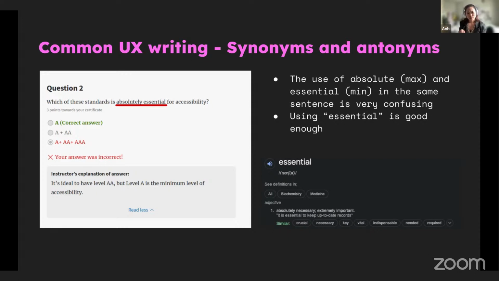And I also searched for the word essential, and it actually means absolutely necessary. So if you replace that into the question, it would mean which of these standards is absolutely necessary for accessibility. So the way I understood this question was: what is the bare minimum that you can do? And the bare minimum is level A. So that's why I picked A. But I reckon what they want to tell us is that you should be aiming for the highest level.